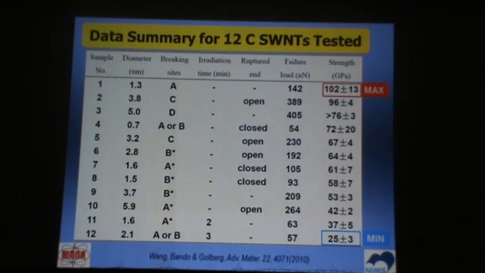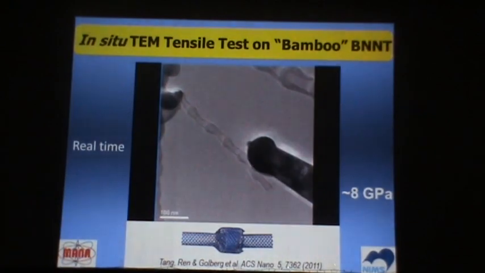100 times, sorry, not 1,000. But what happens here? If you have just one single defect on the shell, the strength drops 4 times. You get only 25 gigapascal tensile strength. So it means that every single defect is very important for carbon structures. So be aware that the mechanical strength of carbon materials is very sensitive to point defects.